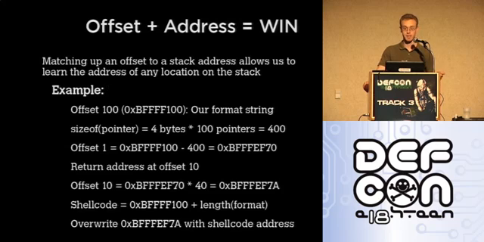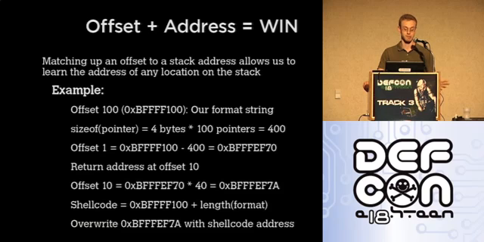So given this offset that we found in the first stack dump and the address that we found in the second, we basically have a method to allow arbitrary writes on the stack. We know that offset 100 is at, for example, stack pointer BFFFF100, and we know that a pointer is 4 bytes, so we know, for example, that offset 1 is going to be minus 400 bytes from that offset.